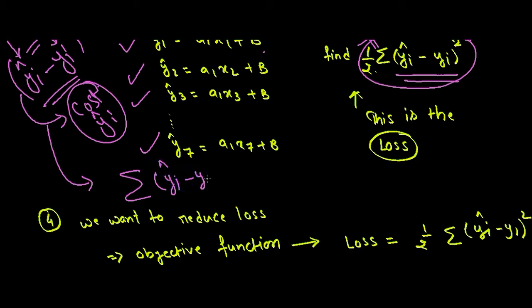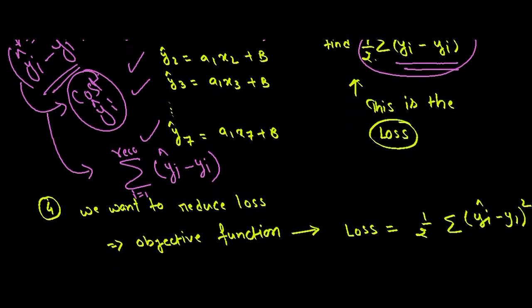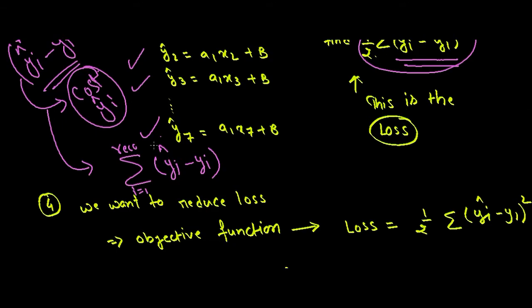yi cap minus yi, right, over all the records, i equals 1 to all the records. So there we have 7 records, right? x1, x2, x3, x4, x5, x6, x7. So 7 records are there, and we'll have the summation of 7 costs. So total cost will be the summation of individual costs, and by using this cost we try to find a loss function.